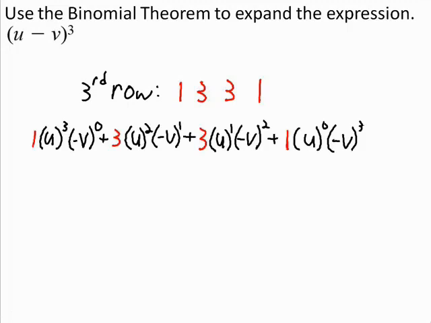1 times u cubed times negative v to the 0th power, plus 3 times u squared times negative v to the first power, plus 3 times u to the first power times negative v squared, plus 1 times u to the 0th power times negative v cubed. The power the u is raised to decreases by 1 each term, and the power the negative v is raised to increases by 1 each term. The simplified expression is u cubed minus 3u squared times v plus 3uv squared minus v cubed.